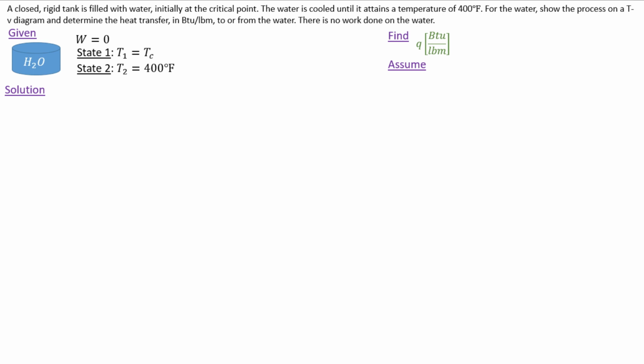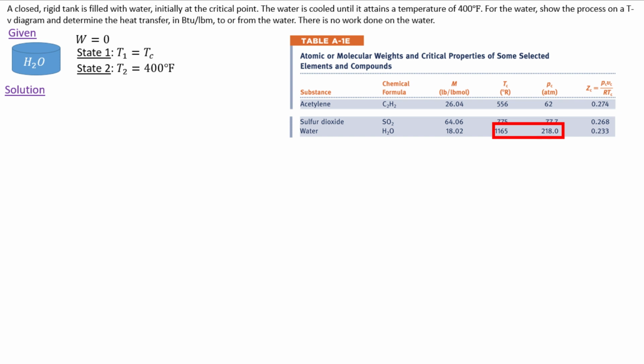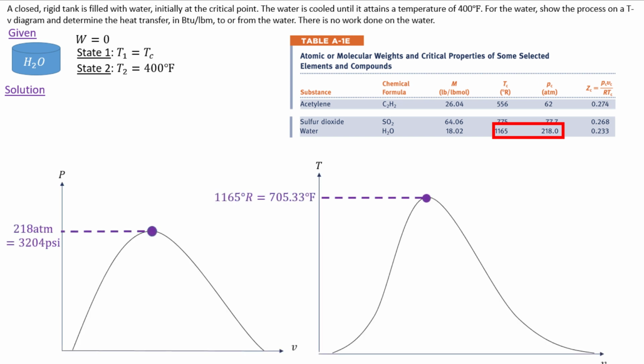and we'll handle the TV diagram in a second. And then I'll put in the assumptions that we need to make as we go along in the problem. So let's see, first thing that I need to do is figure out what I mean by that critical point. Well, you can figure out the critical point for any substance in table A1 or A1E, and it's unique for whatever substance that you have. So for water, it's 1165 degrees Rankine, and the critical pressure is 218 atm. So what that critical temperature and pressure are, it's the point at the very top of that liquid vapor dome.